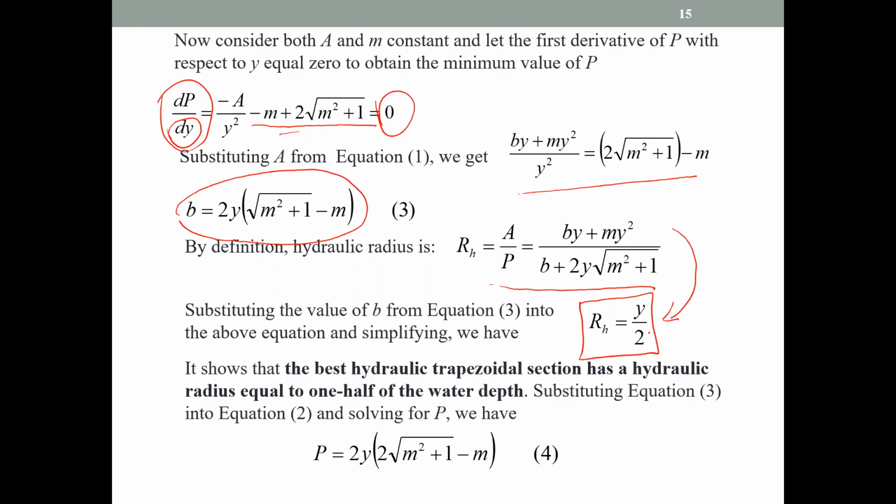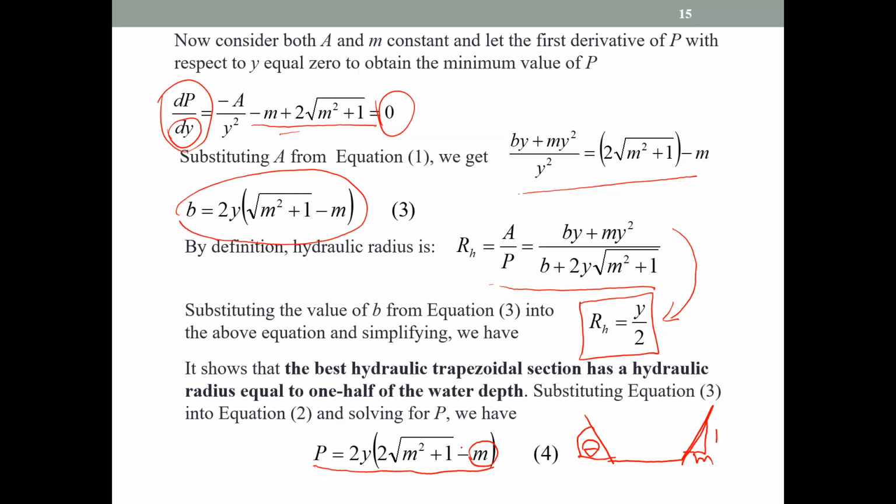Now, what we need to understand is what is this angle? What is this slope, 1 to m, what should it be? Or what is this angle if we want to minimize this wetted perimeter? Now I will write the same equation in terms of m.